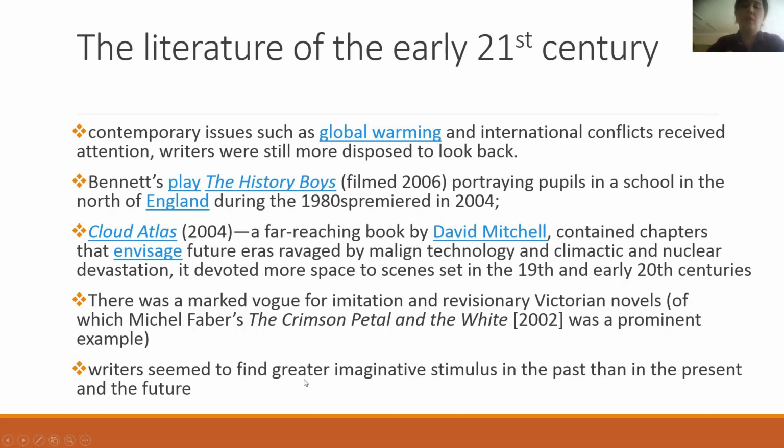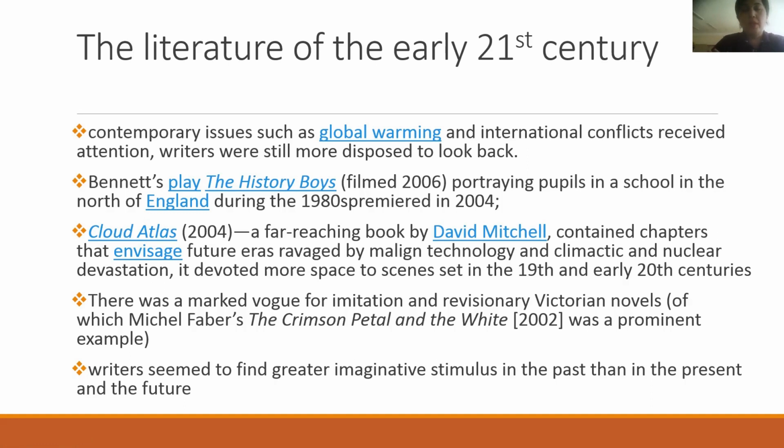Another example we can mention is Cloud Atlas, which was written in 2004 by David Mitchell, and it also contained topics which envisage the future. It described technology and climatic nuclear devastation, and most of the scenes of this book were devoted to space, set in the 19th and the early 20th centuries.